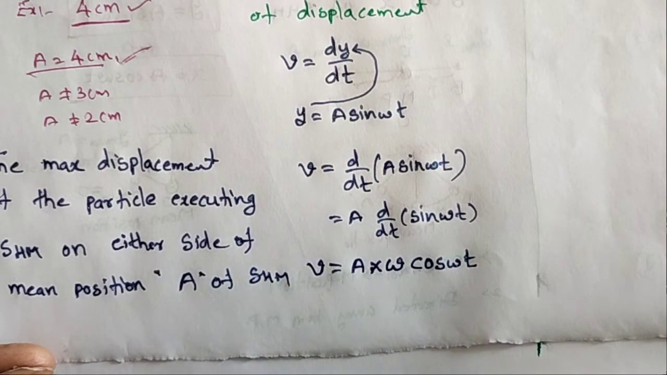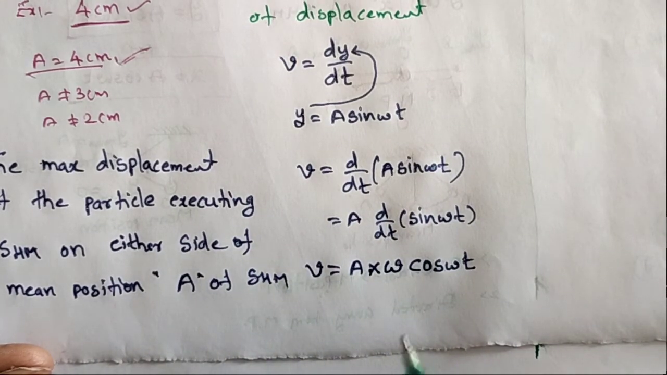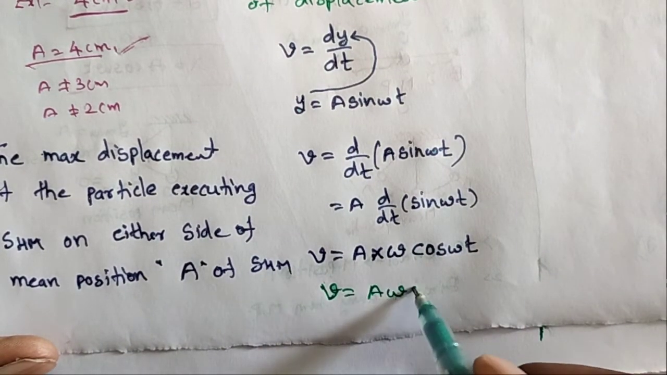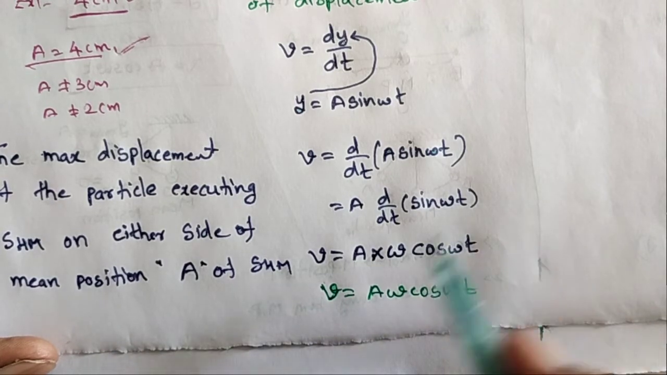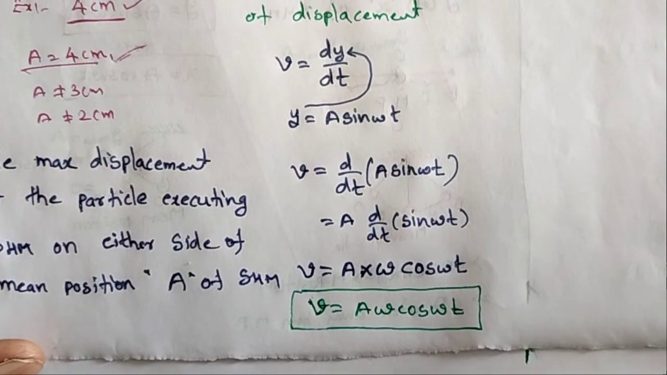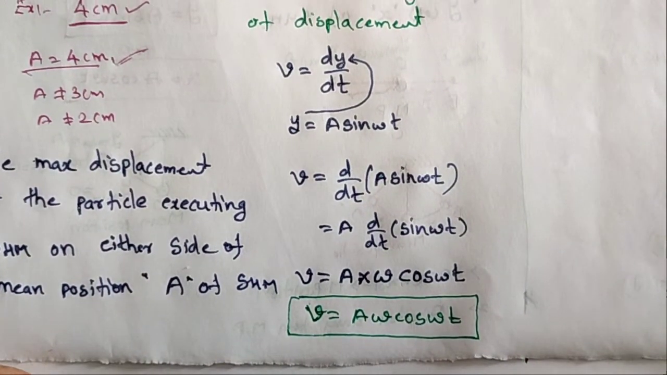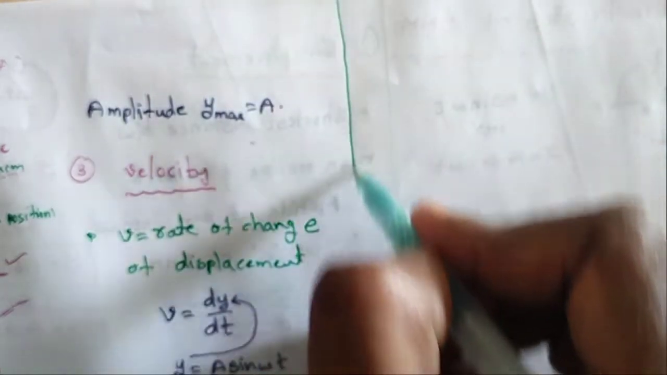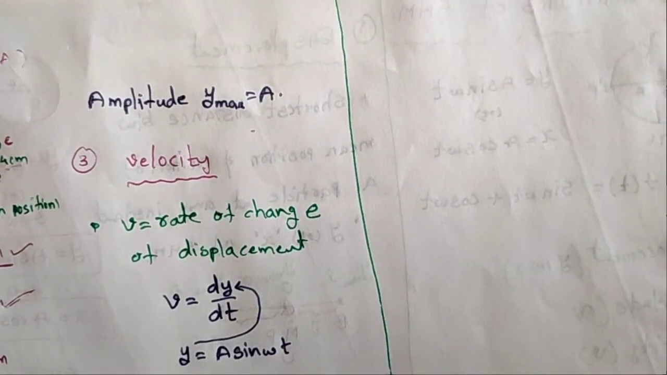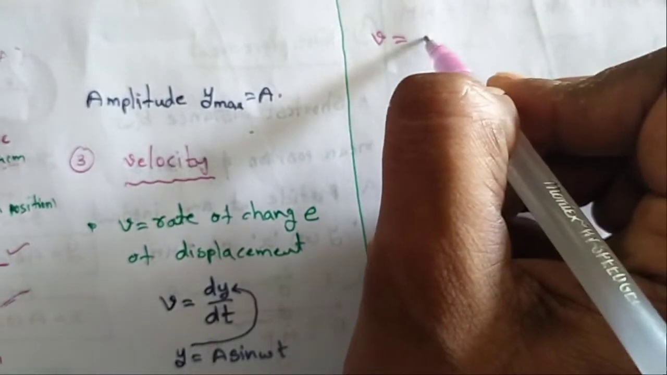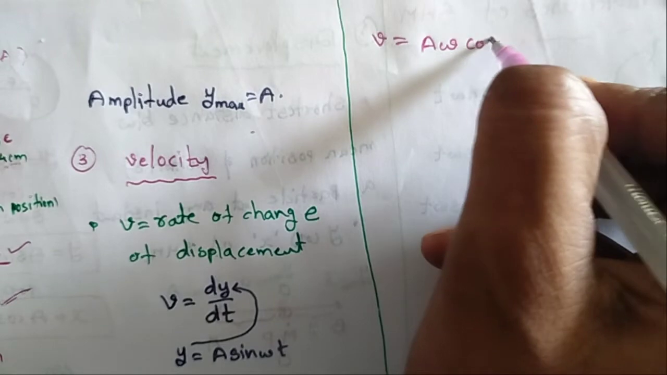So this is v. v is equal to a omega cos omega t. This is the velocity of the particle at any time in simple harmonic motion. And sometimes there is another second equation, the velocity in terms of displacement. So what is the v equation? We know that v is equal to a omega cos omega t.